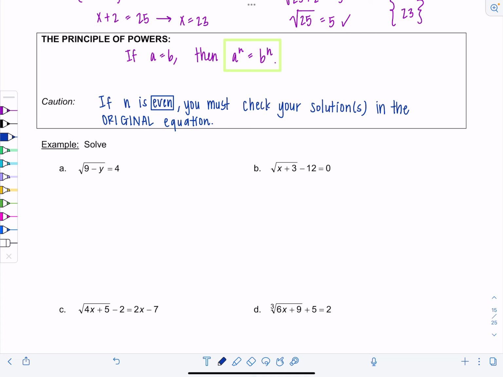Okay, so let's start working out some examples. And a general guideline I want you guys to keep in mind is always try to isolate the radical first. So get the radical all by itself and then raise both sides to whatever the index is, okay? Good. So here we have example A. We're going to start off nice and gentle. Don't worry. Square root of 9 minus y equals 4.